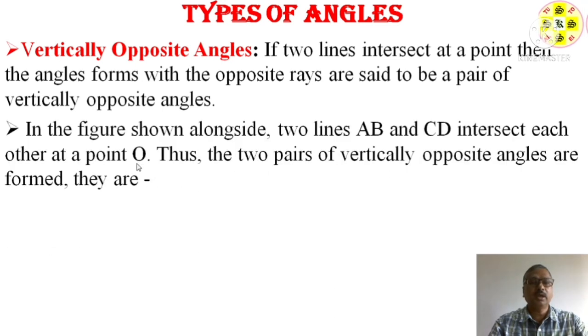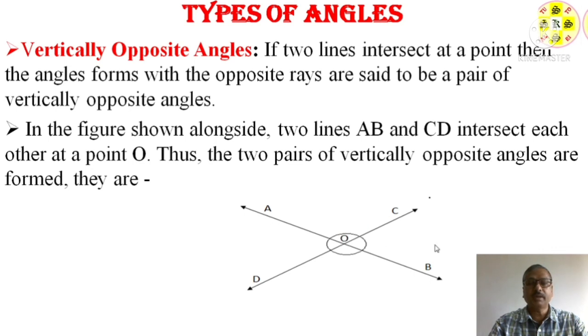Now see the figure. This is the figure. AB and CD are two lines. They intersect at O. Now when they intersect at a point, then four angles are formed: angle AOC, angle COB, angle BOD, and angle AOD. So in the figure shown alongside, two lines AB and CD intersect each other at a point O. Thus, two pairs of vertically opposite angles are formed.